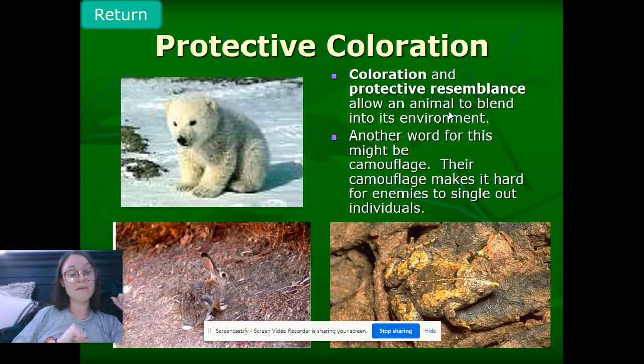Okay. Now say camouflage 5 times fast. Camouflage, camouflage, camouflage, camouflage, camouflage. Their camouflage makes it hard for enemies to single them out.